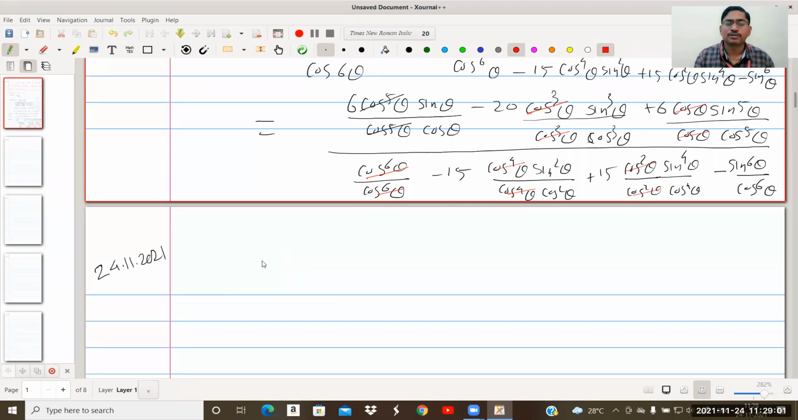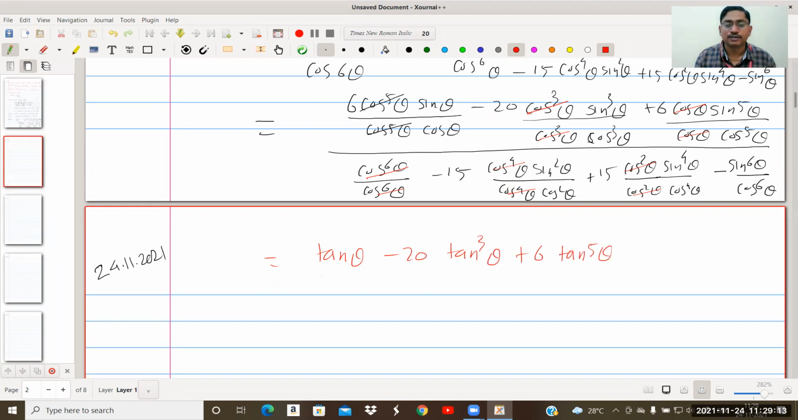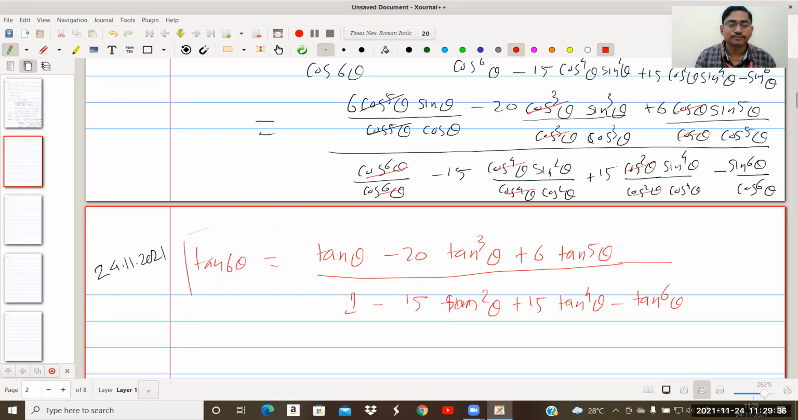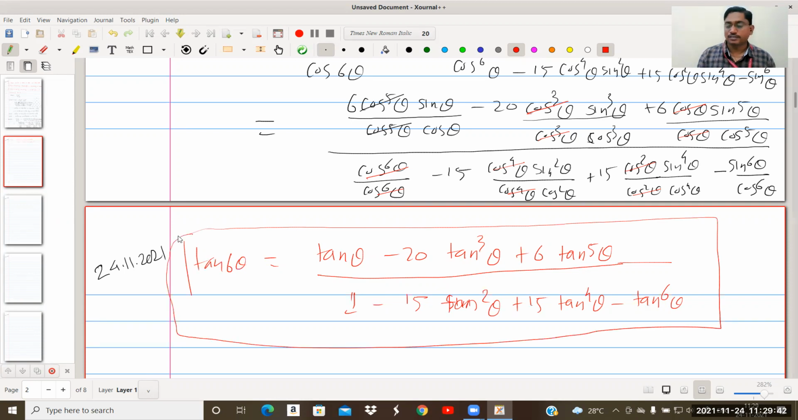And sin θ upon cos θ, you can write it as tan θ. So the numerator is tan θ minus 20 tan^3 θ plus 6 tan^5 θ. In the numerator, sin upon cos we have written as tan, and cos gets cancelled. The denominator is 1 minus 15 tan^2 θ plus 15 tan^4 θ minus tan^6 θ. So this is the expansion of tan 6θ. That is the first part.